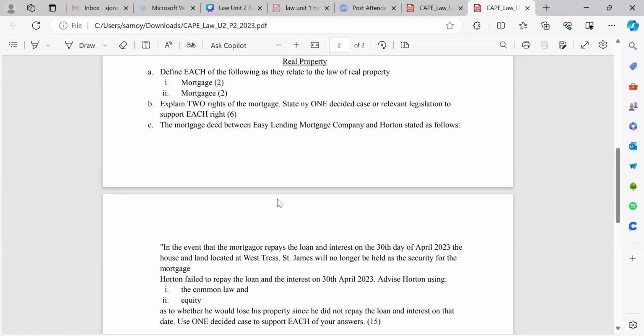And then the question asks you to explain. So you stated those two, and I'm waiting for you to explain what those rights are. I really don't know. Yeah, you need to give us one decided case or relevant legislation. We are the examiners. Give us what we asked for. Right now, your answer is putting you at a 3. Answer the question in full.